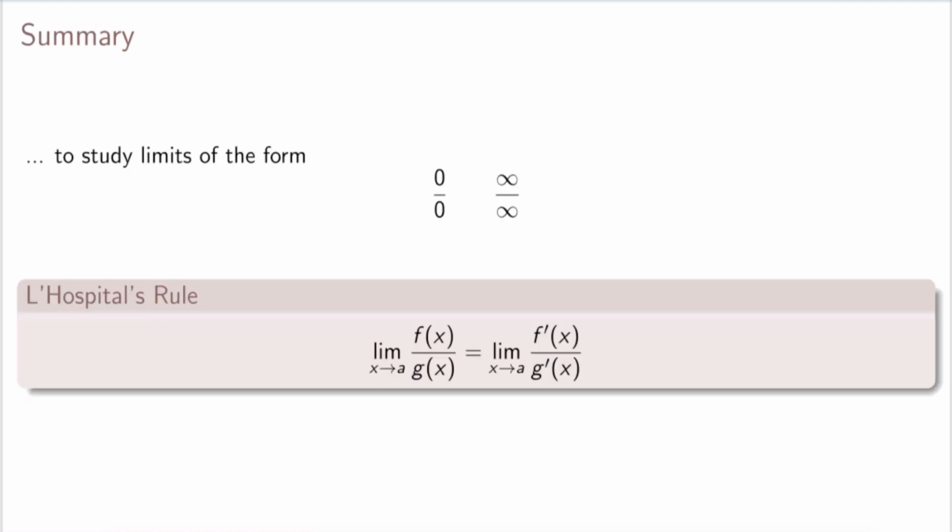Pretty cool. So let me summarize. To study limits of the form 0 divided by 0 or infinity divided by infinity, we can simply differentiate the functions f and g separately and then look at this limit of the derivatives. That's L'Hopital's rule.